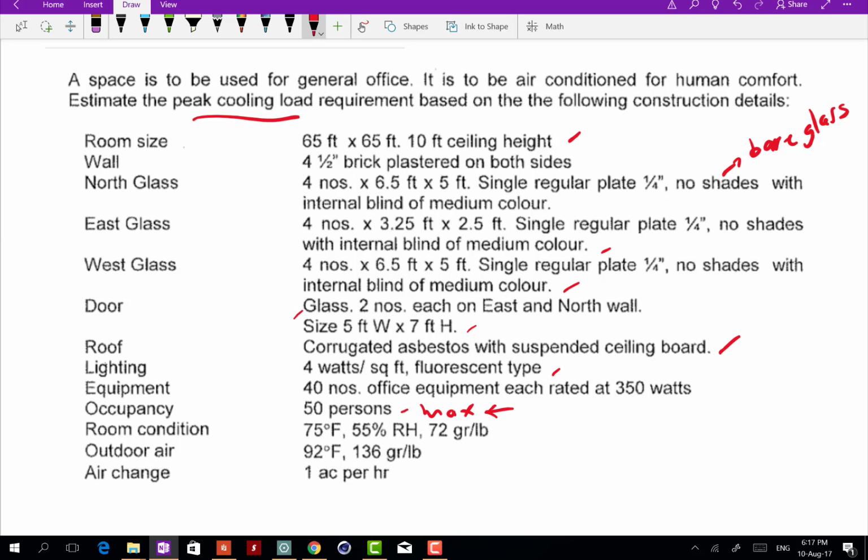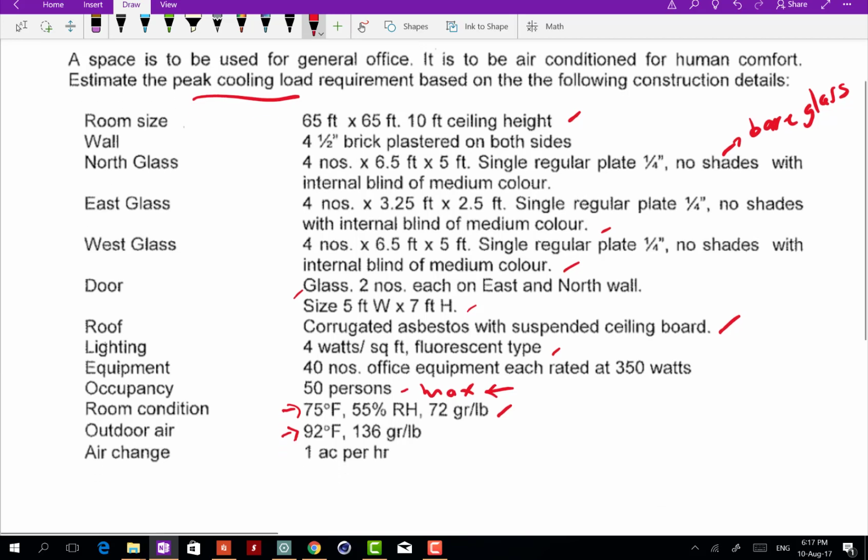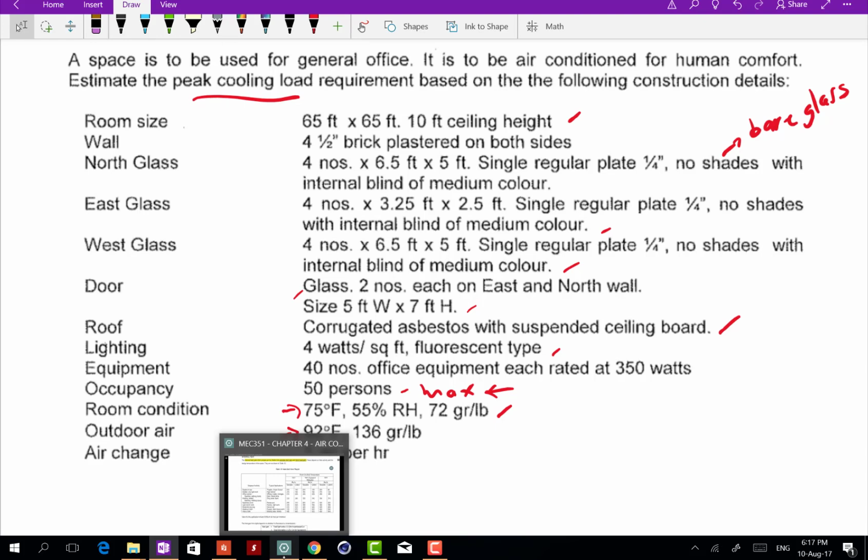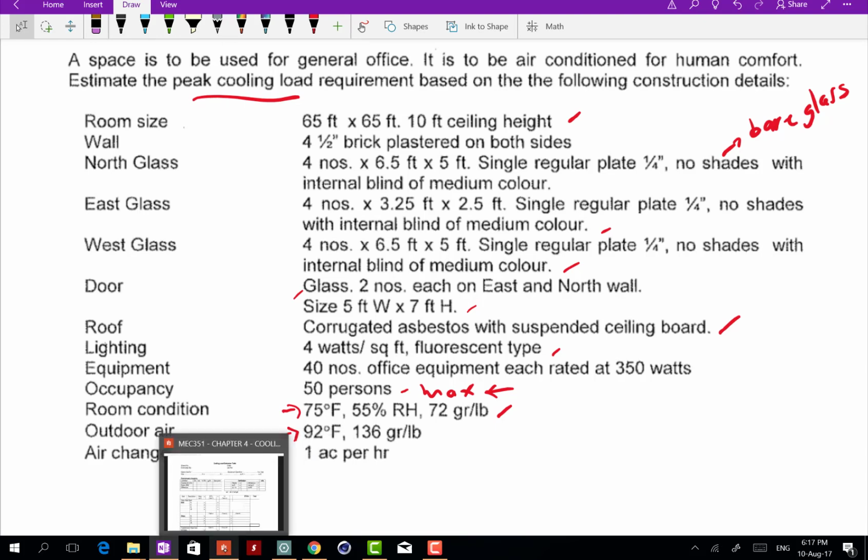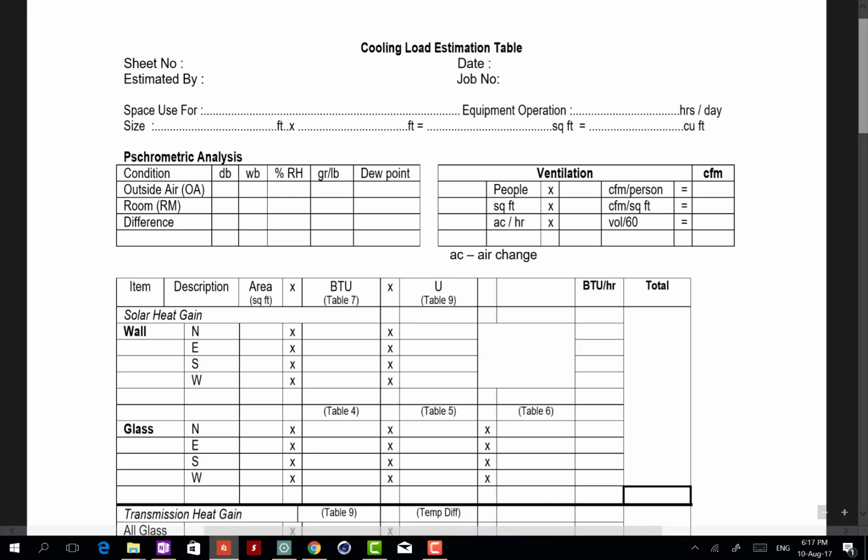And then room condition. We want to condition the air to be 75 Fahrenheit temperature, 55% relative humidity, and also 72 grain per pound specific humidity. And then for the outdoor air, 92 Fahrenheit and 136 grain per pound. And our air change is designed to be 1 air change per hour. So let me start to understand this problem, and then we go for the cooling load estimation table.